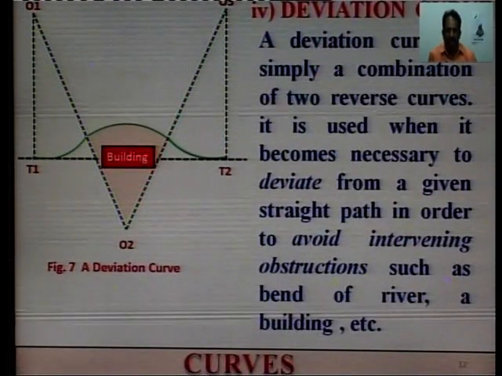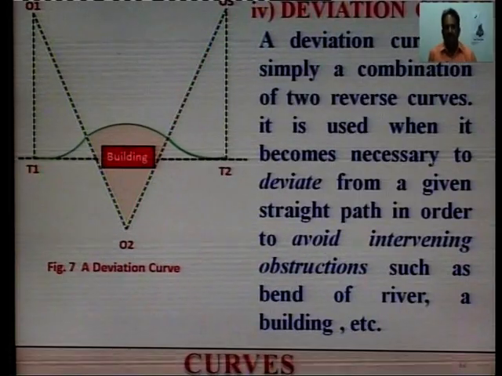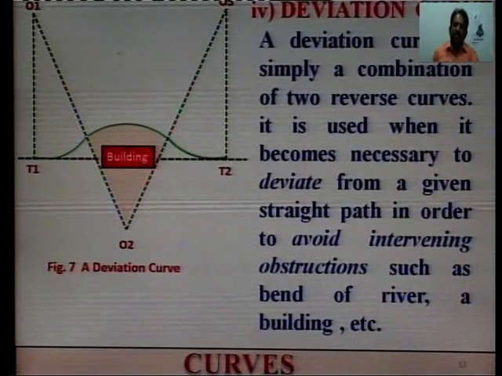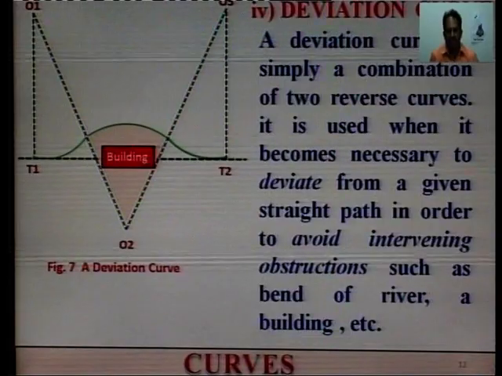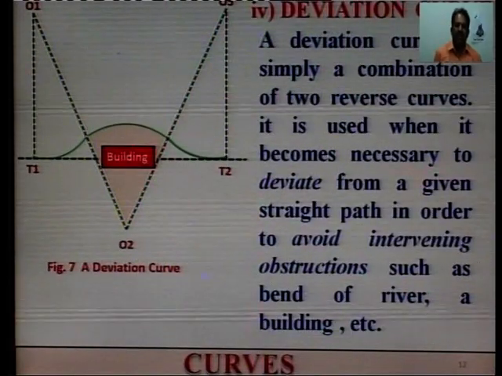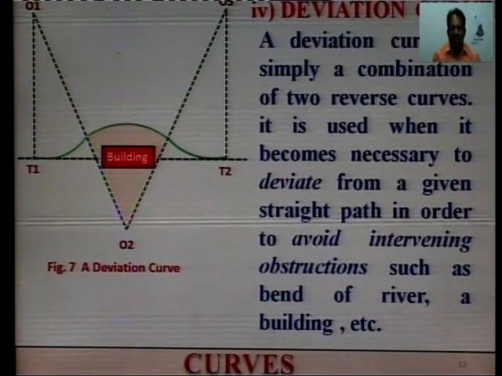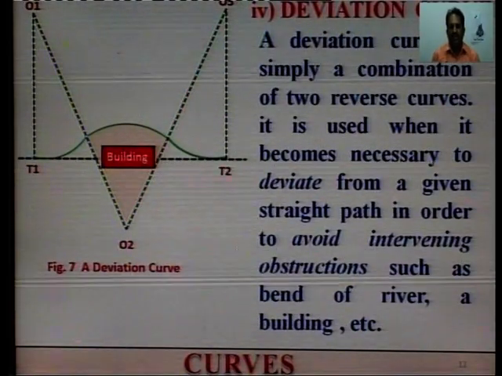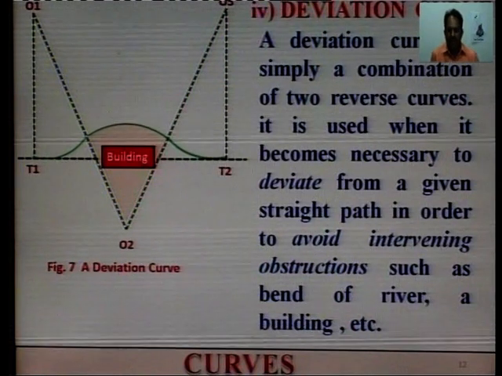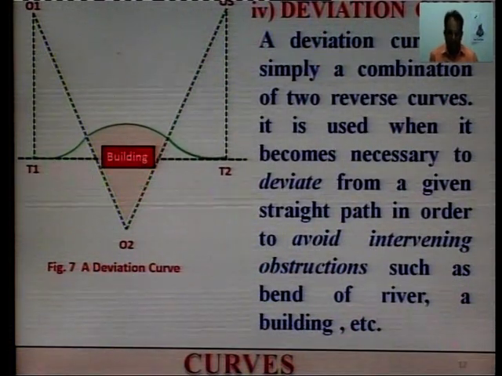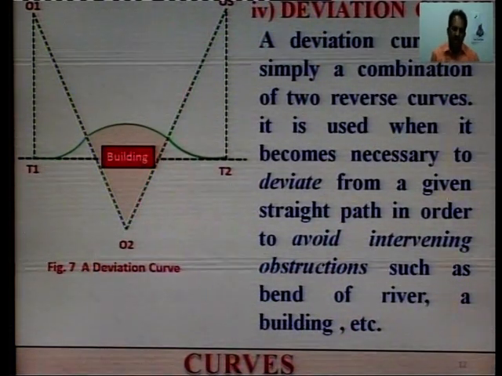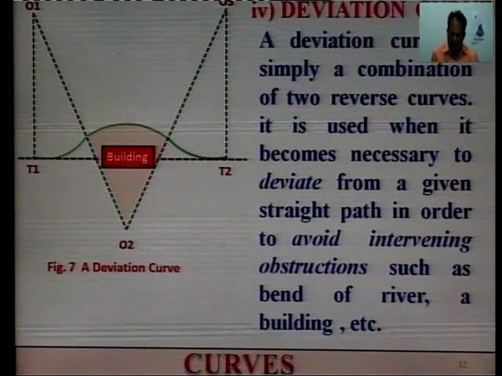So, it is used when it becomes necessary to deviate from a given straight path in order to avoid intersecting obstructions such as a bend of a river, a building, etc. So, this is the fourth type of curve which is called a deviation curve, that is we have to deviate from our path. So, the curve is also named as deviation curve.